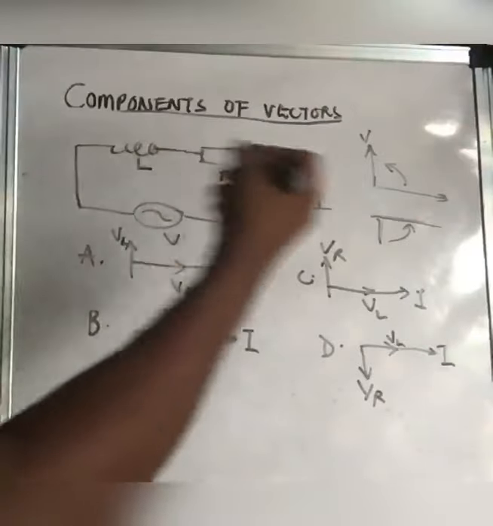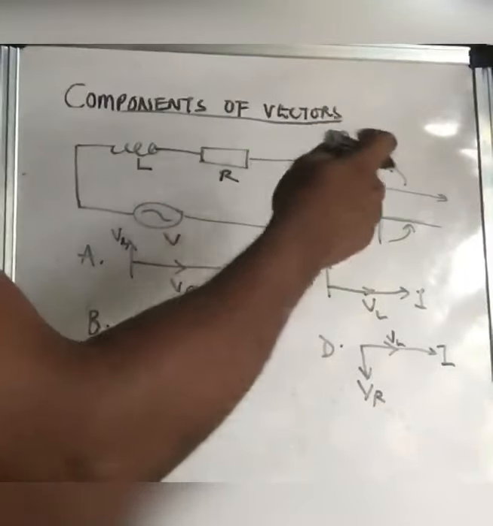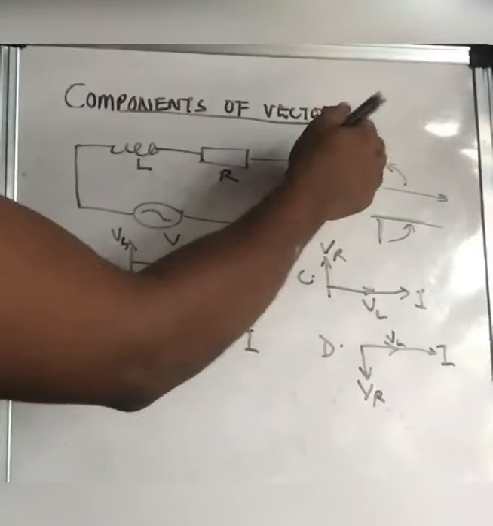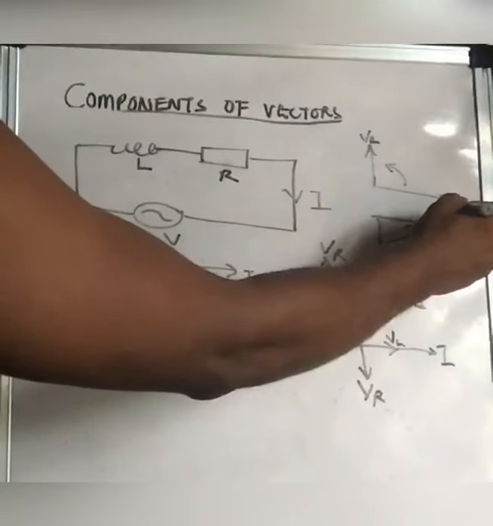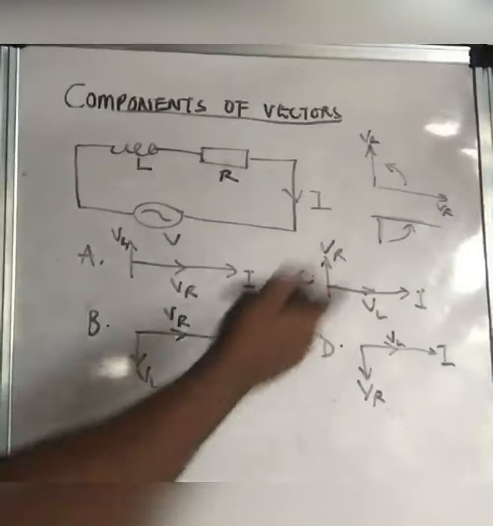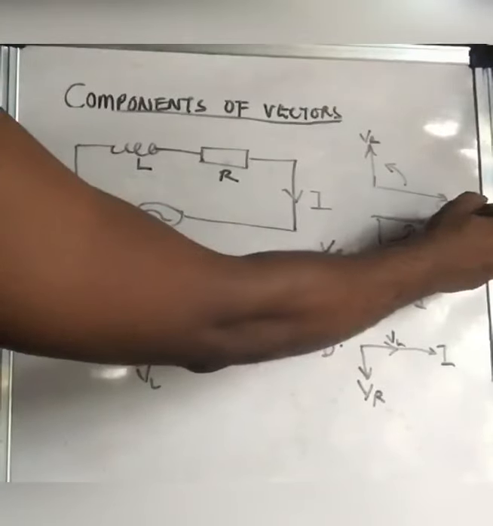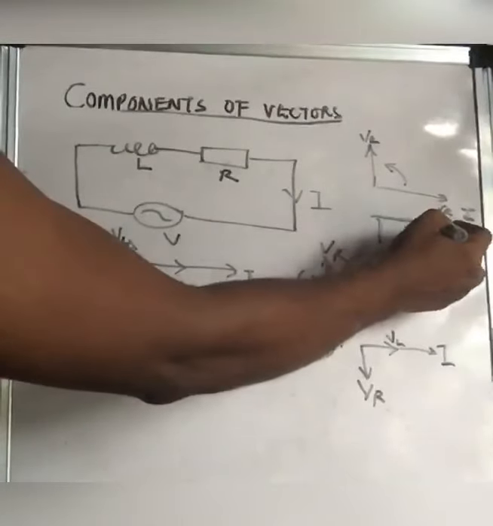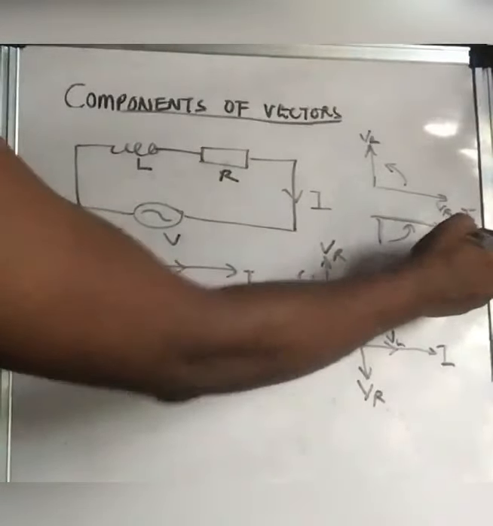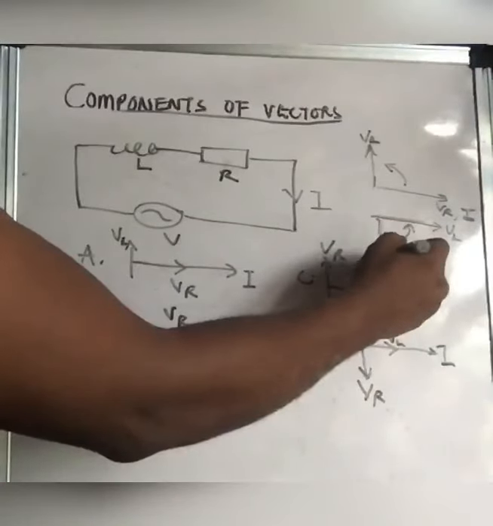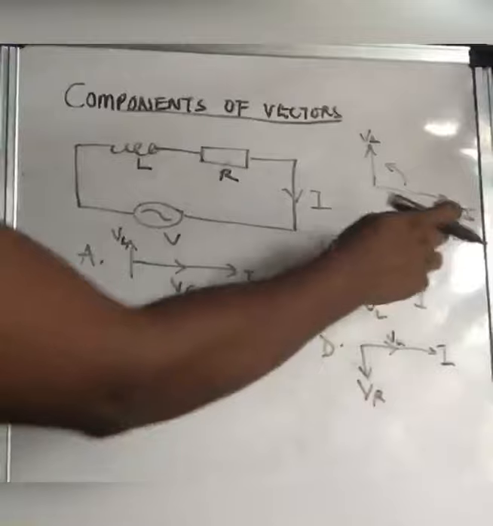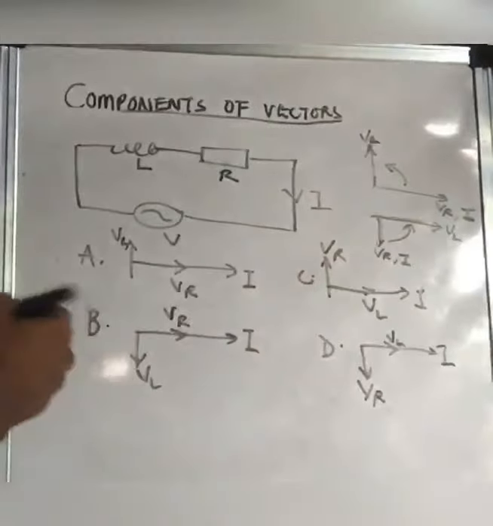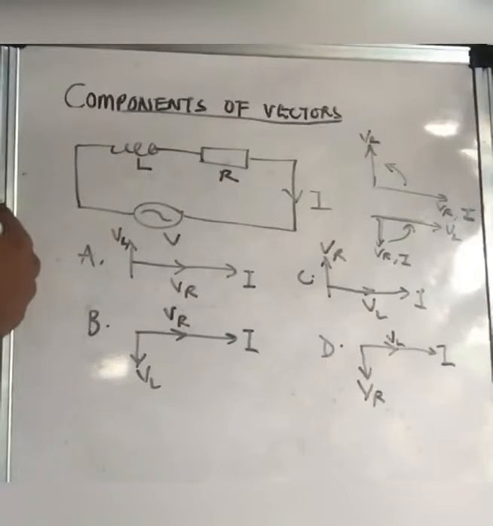So it means that you have something like this. If it was something like this, then this should be your VL, voltage across the inductor, then this will be your VR, voltage across the resistor, and your current too. Then if it was like this, then this will be your voltage across the inductor, then this should be your voltage across the resistor and your current. But this is not possible because this is signifying a negative value, and we know that the voltage across the resistor would not be negative.